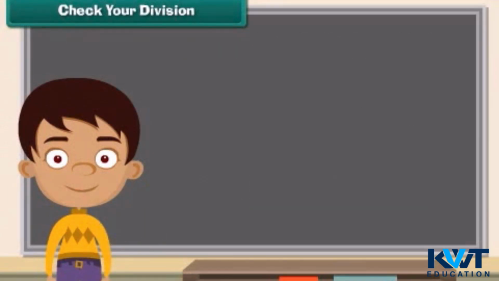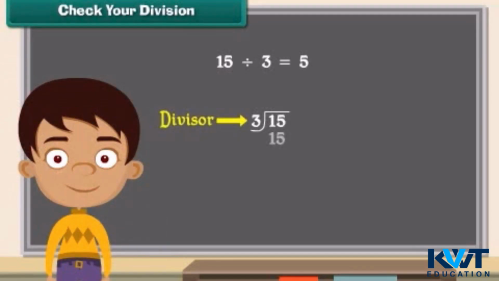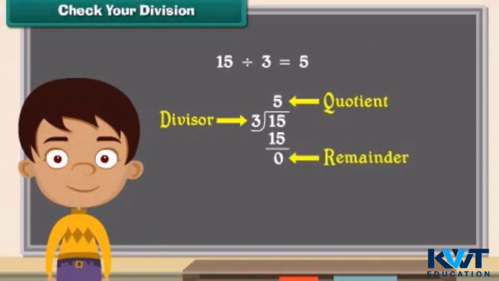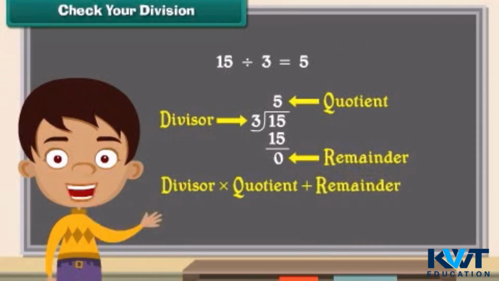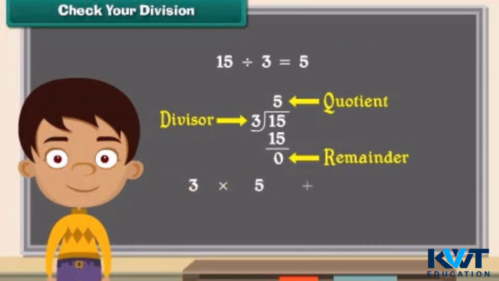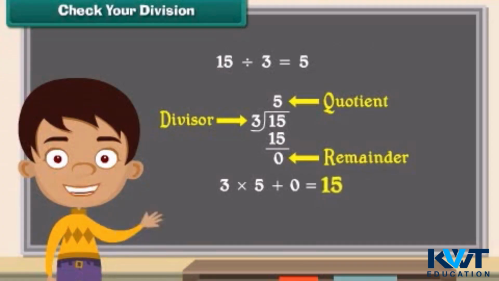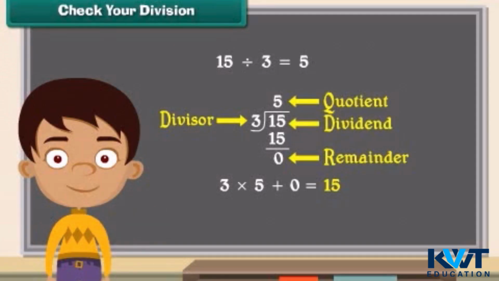Check your division. There should be a way to check your answer. Let us look into it now. You must remember that 15 divided by 3 is 5. Is this answer correct? Let us check it. Here divisor is 3, quotient is 5, and remainder is 0. To check the answer, we need to multiply the divisor and the quotient and then add the remainder to the answer. If the answer is equal to the dividend, then our answer is correct. Here the answer is 15, and this is equal to the dividend, therefore the answer is correct.